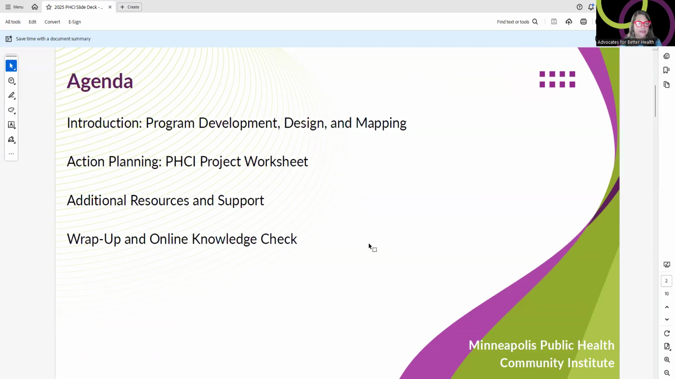Today's agenda is introduction to these key concepts. Working on the PHCI project worksheet, which I'll go over in detail, which will be more in depth than the application you'll first fill out. But by the time you get through the process and get to approval, we will work together on completing all aspects of this worksheet for your big idea. We'll talk about additional resources, support, and then we'll wrap up and I'll give you a reminder to do your online knowledge check. We were able to do these 4 trainings in person in May, and we are offering these 4 trainings online with the knowledge checks to check that our training is working well, that you're understanding the key concepts.